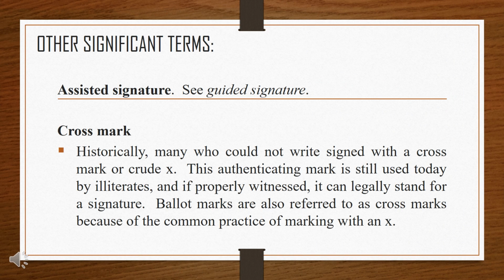Other significant terms. Assisted signature: see guided signature. Cross mark: historically, many who could not write signed with a cross mark or crude X. This authenticating mark is still used today by illiterates, and if properly witnessed, it can legally stand for a signature. Ballot marks are also referred to as cross marks because of the common practice of marking with an X.